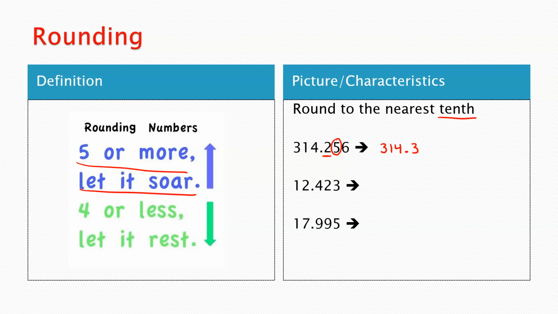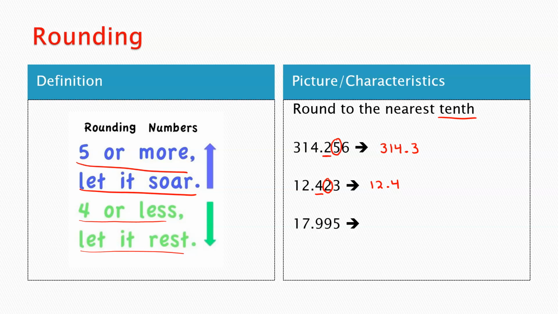All right, let's try that one more time. Round to the nearest tenth for the next one. So here's the tenths place. It's the one space after the decimal. Now, if I take a look to the right of that, that's a 2. Well, that's 4 or less. So we're going to go ahead and let that rest. Now, again, I don't turn that 4 into a 3. I just leave it as 12.4. I just let it rest. Let it be. Leave it as 12.4. One last time.